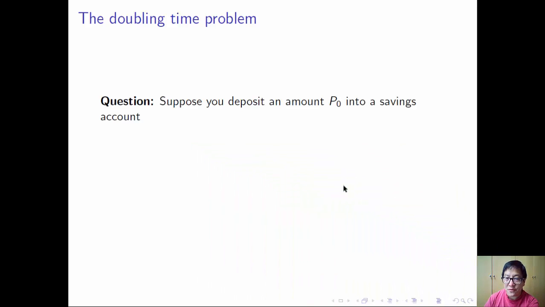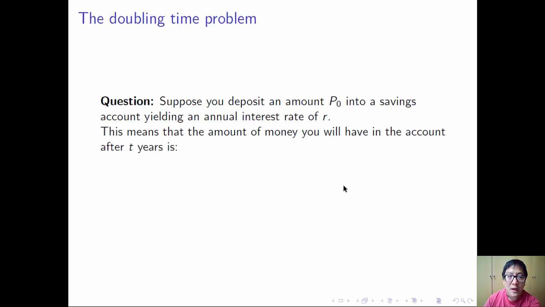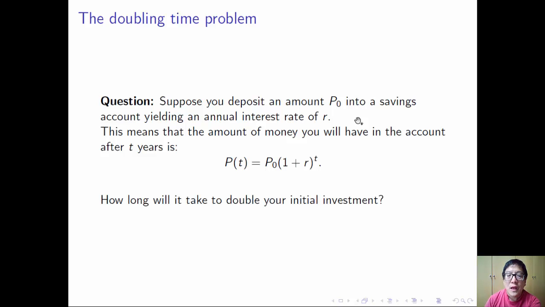Suppose you deposit an amount p sub 0 into some savings account that yields an annual interest rate of r. This means that the amount of money you will have in that account after t years is p of t equals p sub 0 times (1 plus r) to the t. Let's take that for granted. That's actually sort of the definition of what an annual interest rate is. So the question is, how long will it take to double your initial investment?